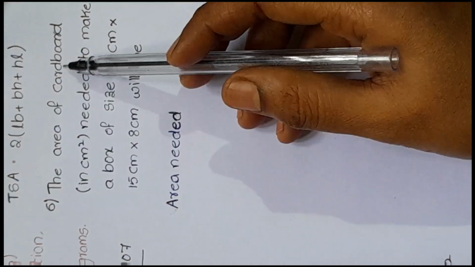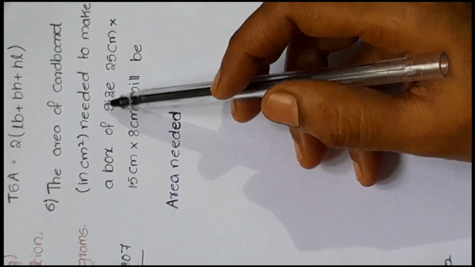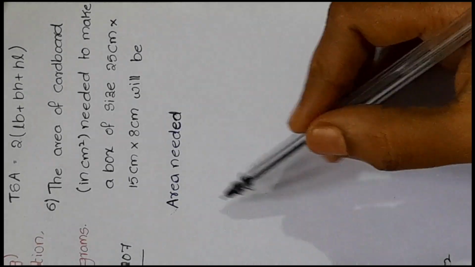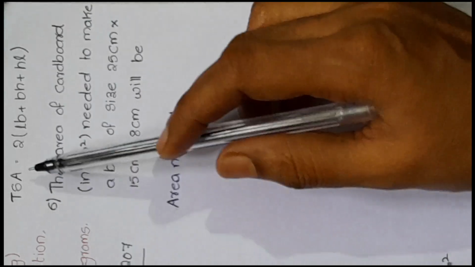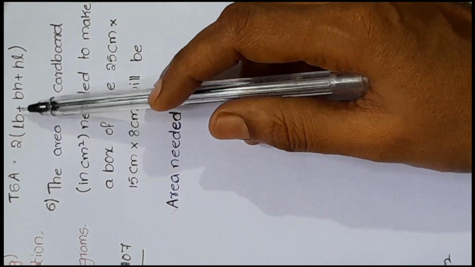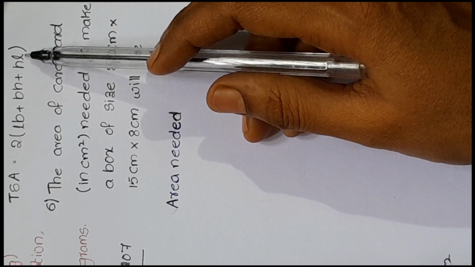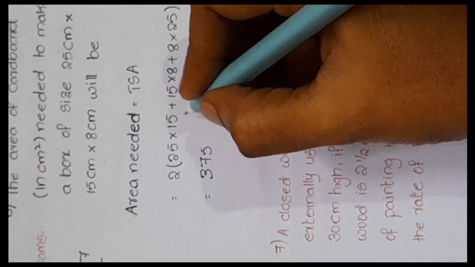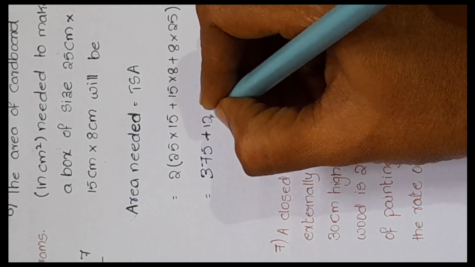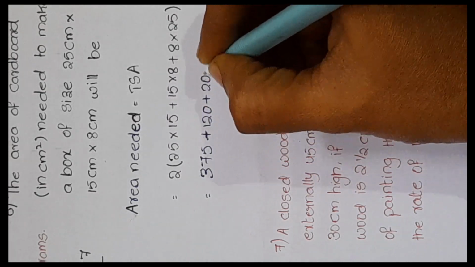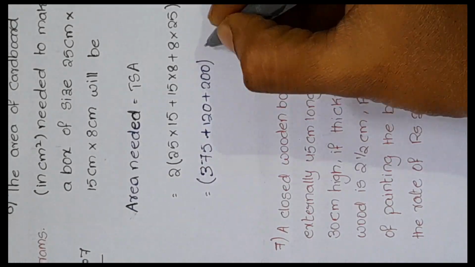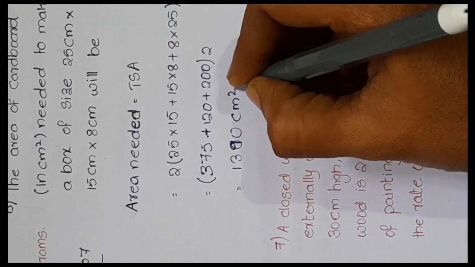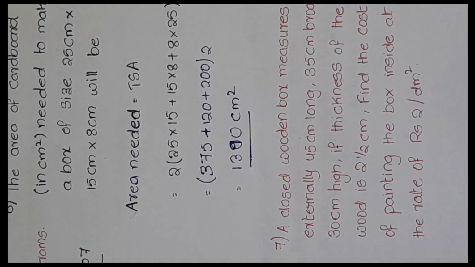Question number 6. The area of cardboard needed to make a box of size 25 centimeters into 15 centimeters into 8 centimeters will be. Here the area needed will be the total surface area. The total surface area formula is 2 into (length into breadth plus breadth into height plus height into length). On multiplication, 375 plus 120 plus 200 into 2, which is equal to 1790 centimeters square.